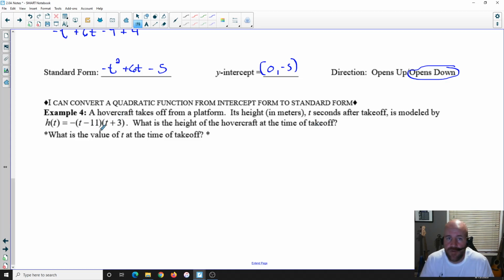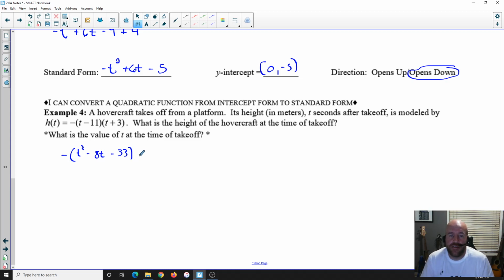So we can go ahead and convert this to standard form and then look at the c value for the height, the initial height. So negative on the outside, we get t squared. T times 3 is 3t, and then negative 11 times t. So negative 11 and 3 would be negative 8t. And then negative 11 times 3 would be negative 33.